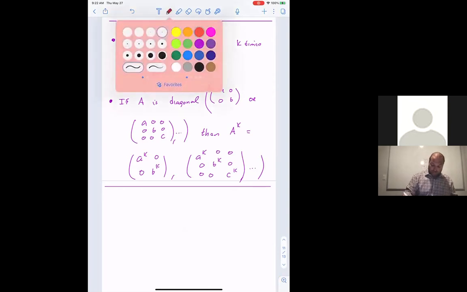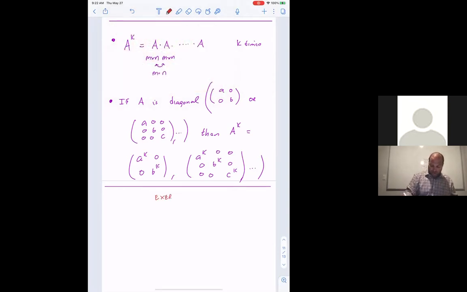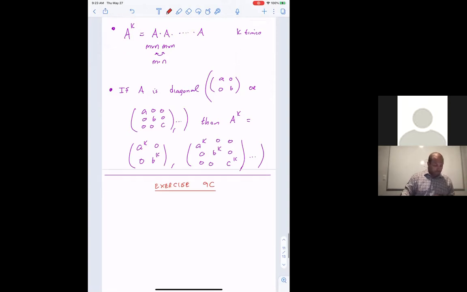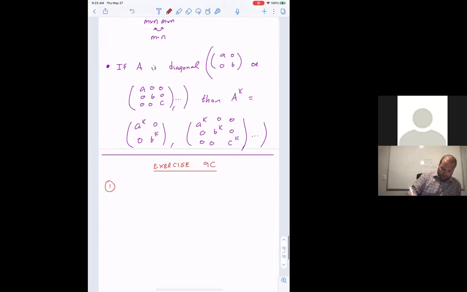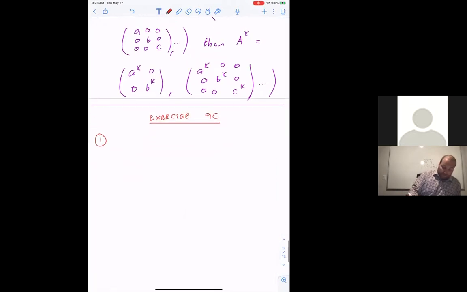So this takes us to exercise 9C. And time-wise, we're good. Okay, exercise 9C. So question 1. A is a 2 by 3 matrix: -1, 2, 4, 3, 1, 0. And B is a 2 by 2 matrix: 3, -2, -1, 1. It says find each of these as possible. If not possible, explain why.